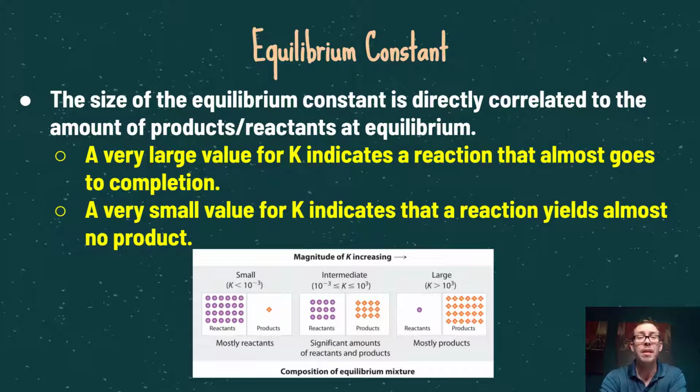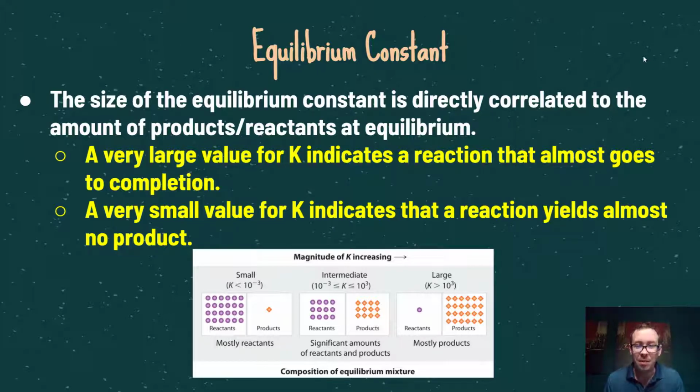So let's talk a little bit about the equilibrium constant. The size of the equilibrium constant itself is directly correlated to the amount of products or reactants at equilibrium. So consider it to be a continuum. If I have a very, very large value for K, then that indicates that a reaction almost goes to completion. A very, very small value for K indicates that the reaction yields almost no product. And then those somewhere in between, a value of 10, let's say, you're going to have some reactant, some product. With the K value of 1, you have the same amount of reactant and product.